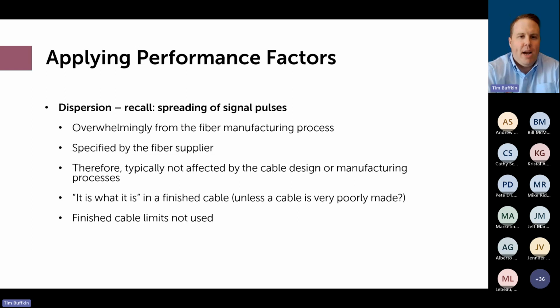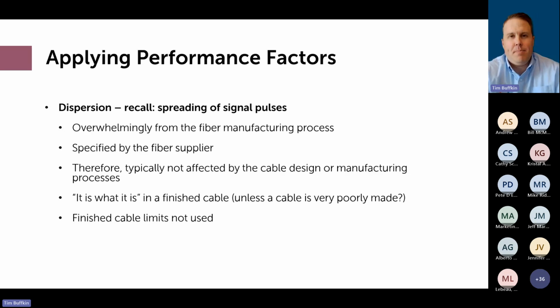And then dispersion, again, is the spreading of the signal pulses, overwhelmingly from the fiber manufacturing process. This is going to be specified by the fiber supplier. So just like the attenuation having numbers associated with it, this is information that's provided by the fiber supplier. Therefore, it's really not going to be affected by the cable design or the cable manufacturing process. It really just is what it is in a finished cable.